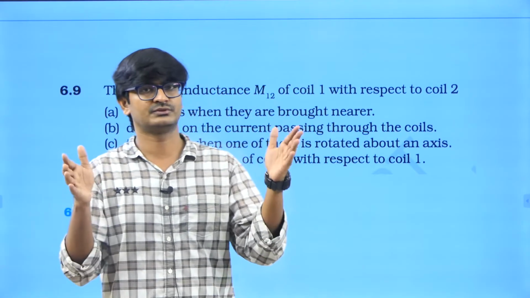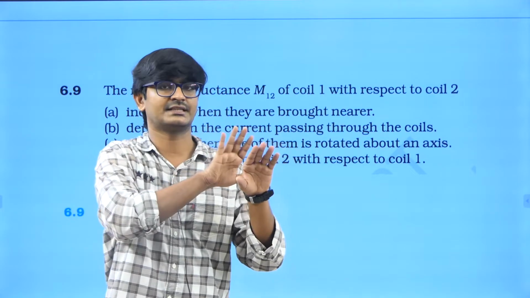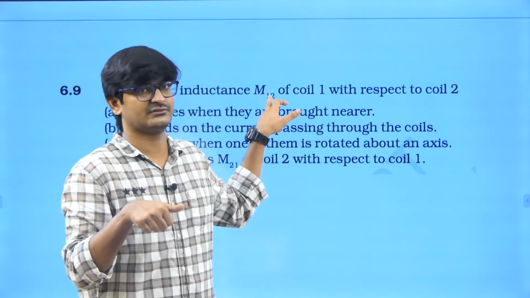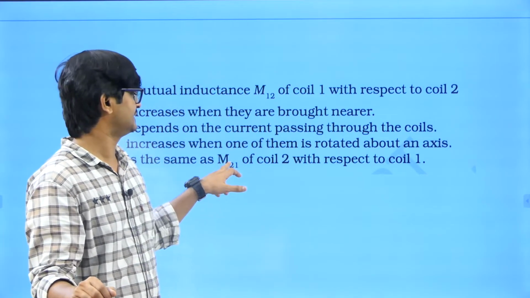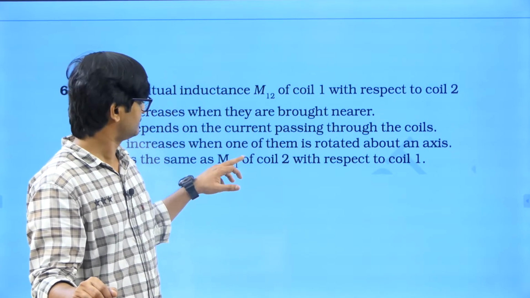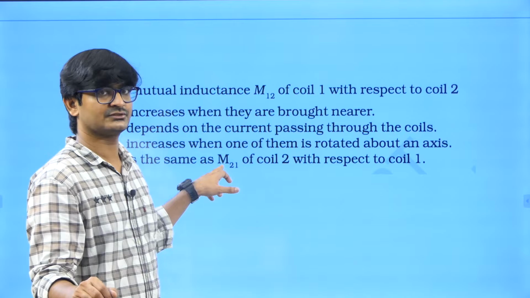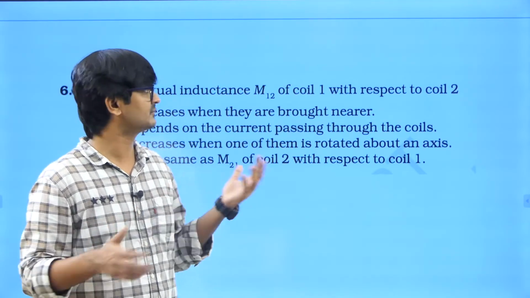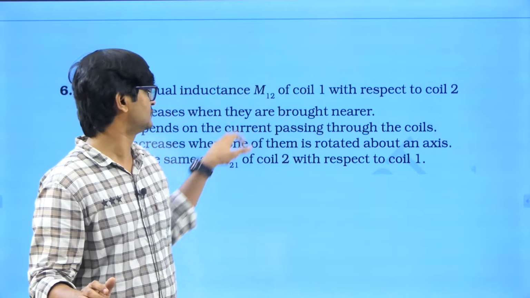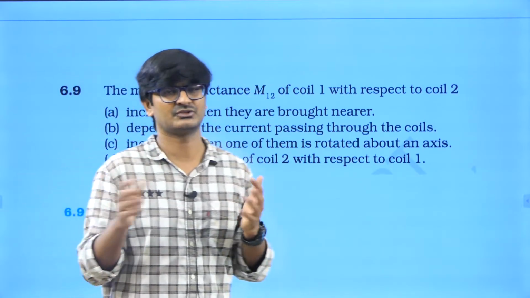So if there are two loops, first loop and second loop, if I pass current through the second loop and find the flux through the first one, and find that proportionality constant, and in this case if I pass the current through the first loop and find the flux through the second one, will they be the same if I pass the same current? Yes, because the mutual inductance will be the same. That is what we say in the reciprocity theorem, right?